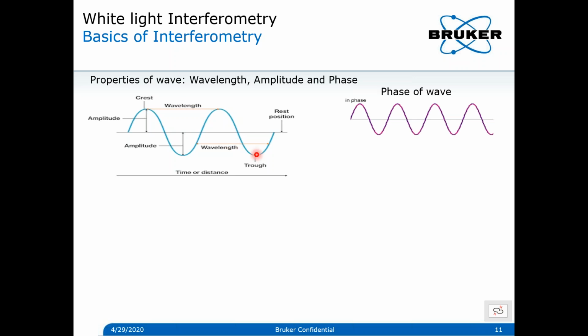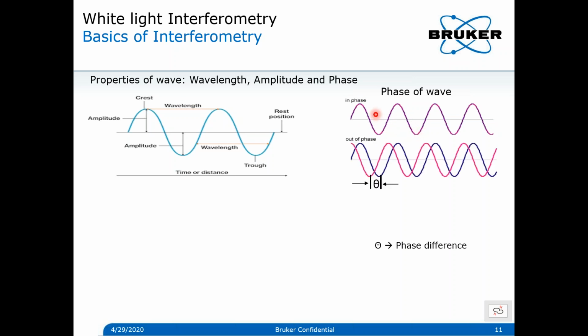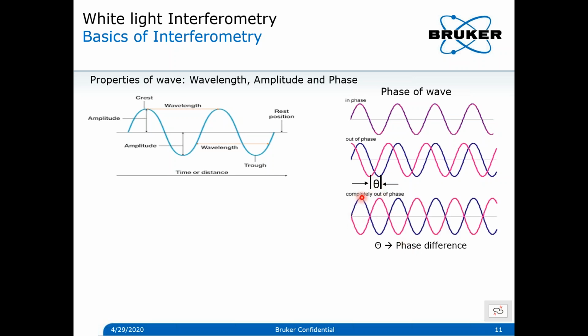As you see, there are two waves overlapping. You cannot see the two as they actually overlap. They are called in phase. Now, if you move one of the waves a little off, then you can see these two waves, which are offset by theta. This theta is called the phase difference. And if you offset even more, then they are completely out of phase, which is called 180 degrees out of phase. So what can you do with these waves?